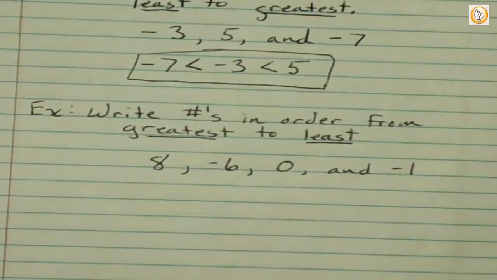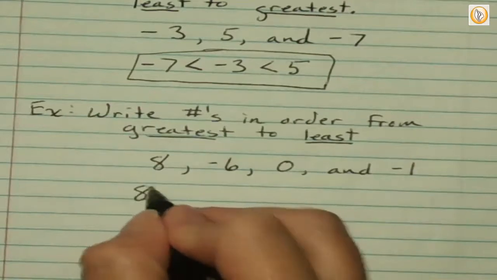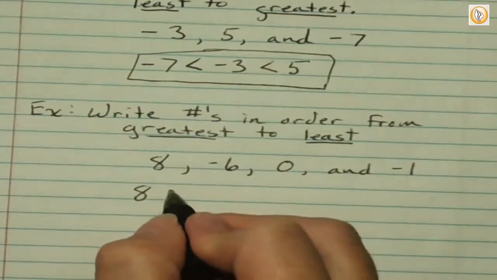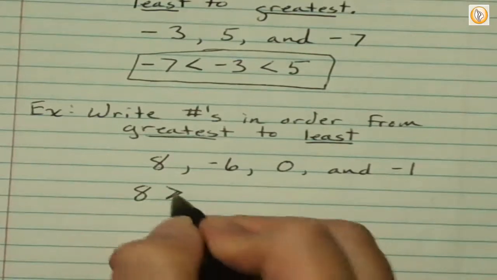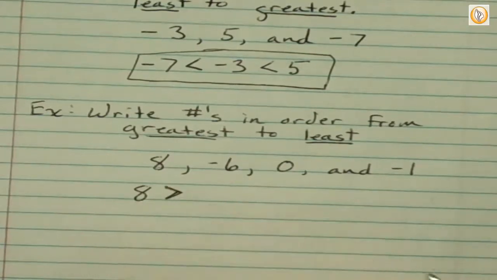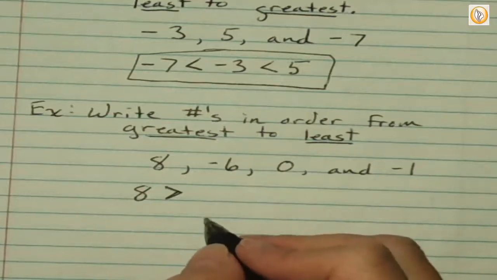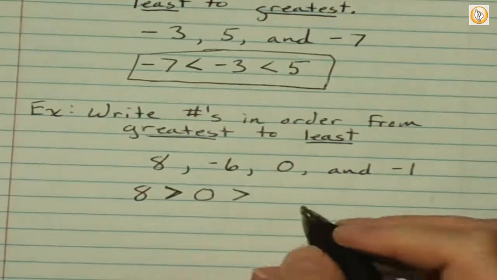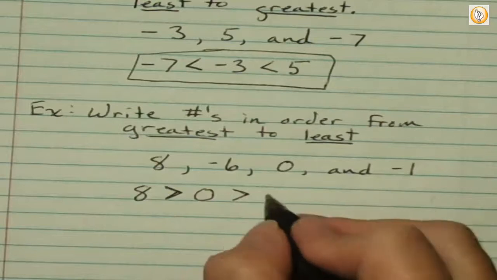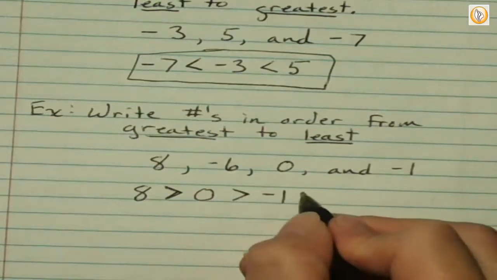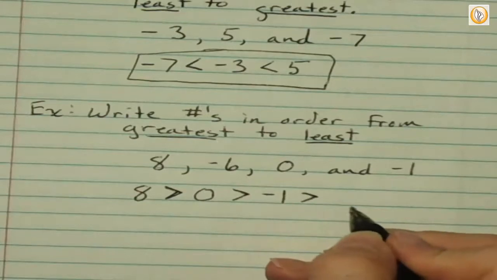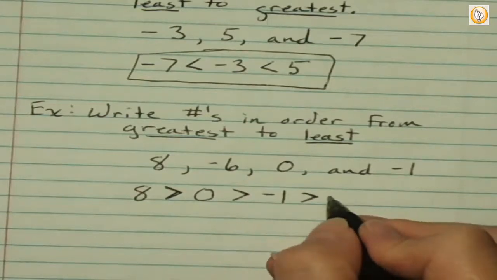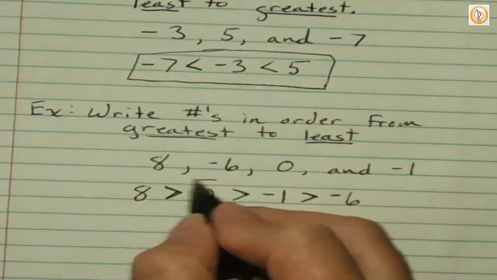Madeline, which one is the greatest here? 8. And this time, because it's greatest to least, the sign's going to be different. So 8 is greater than, what's my next one, Tanner? 0. Very good. 0 greater than, Atalia? -1. And then Kelly, what's next? 6. Just 6? -6. Very good. And I box my answer.